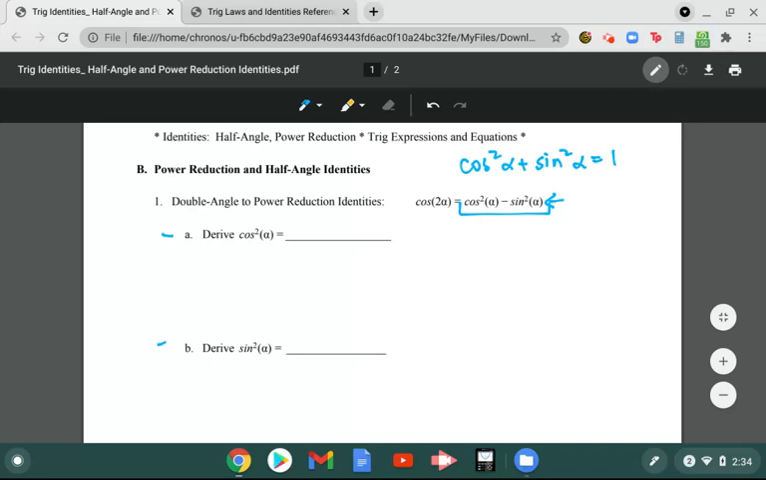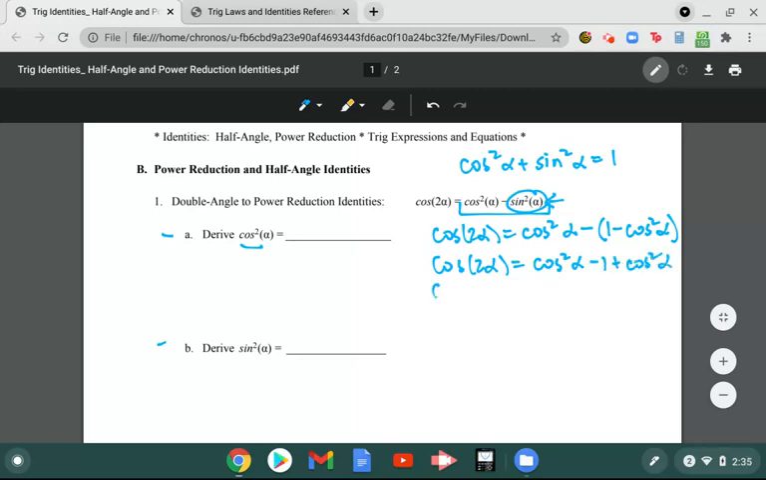As I start deriving the cosine squared of alpha, I want to rewrite the double angle formula all in terms of cosine squared. So I've got cosine of 2 alpha is equal to cosine squared alpha, and we're going to replace sine squared, so minus sine squared, with 1 minus cosine squared. I can distribute that negative sign, so cosine 2 alpha is equal to cosine squared alpha minus 1 plus cosine squared alpha. So I still have that cosine 2 alpha, I have 2 cosine squared alpha minus 1. I've got to add a 1 to both sides.